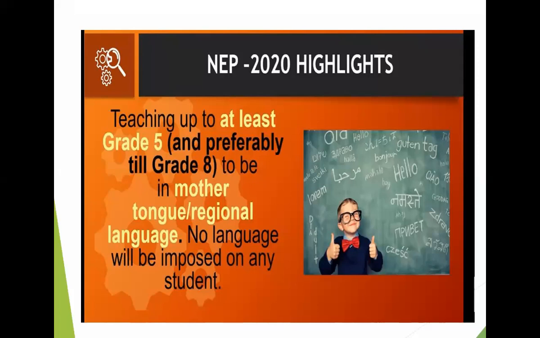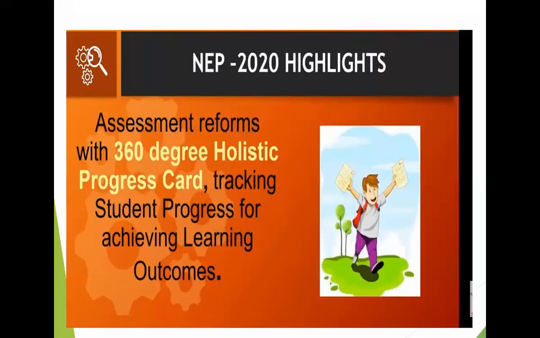And now let's see the next highlight. Assessment reform with a 360-degree holistic progress card tracking student progress for achieving learning outcomes.